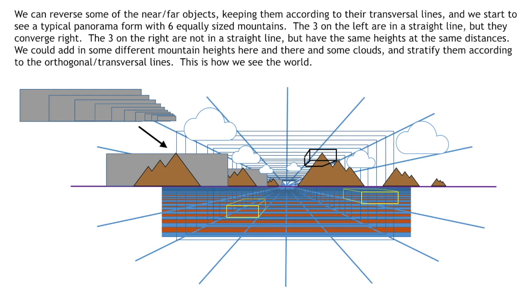We could add in some clouds, and some different mountain heights here and there, and you can stratify them according to these orthogonal and transversal lines in the same ways. And this is how we see the world.